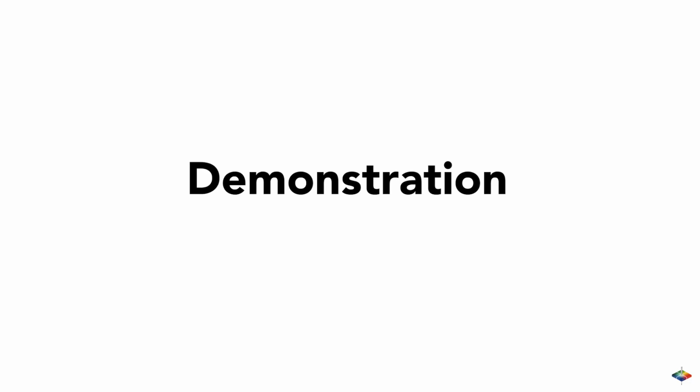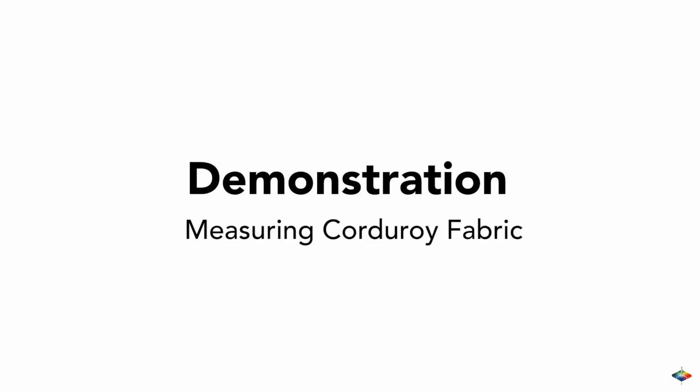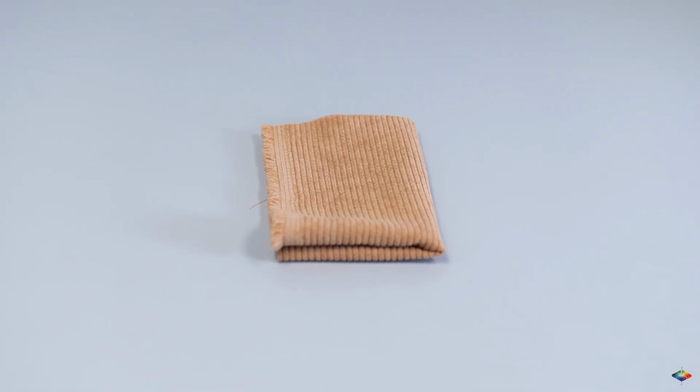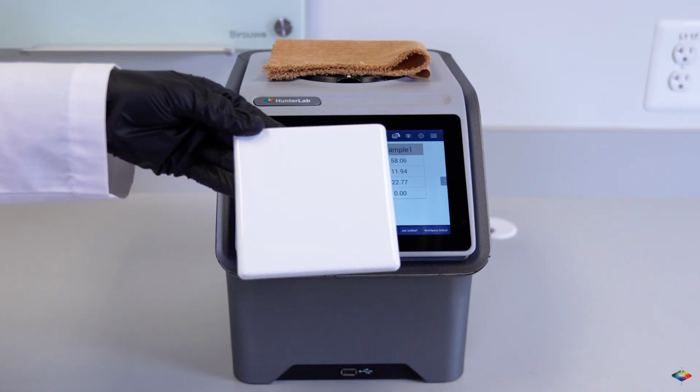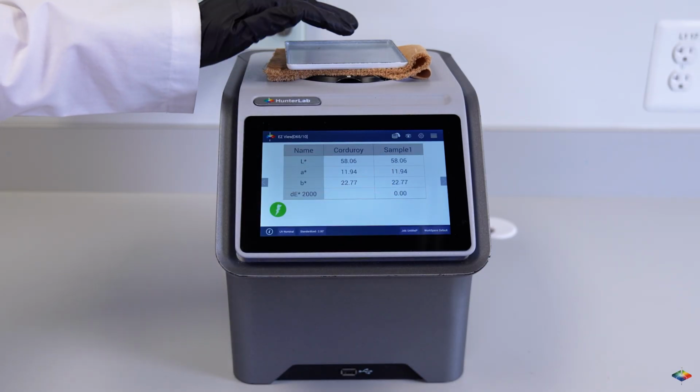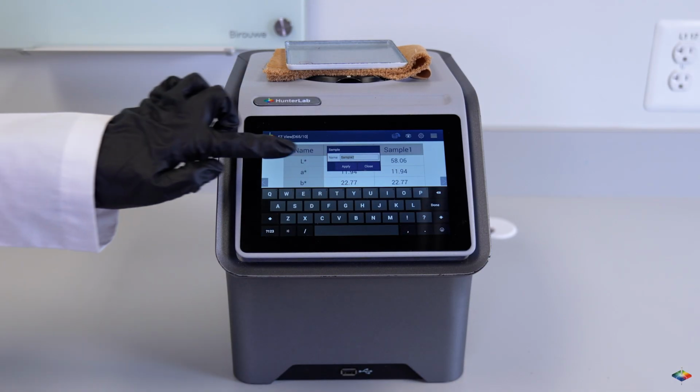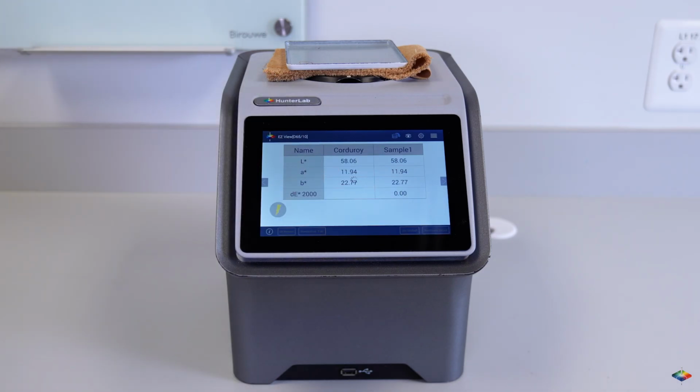Demonstration. Measuring corduroy fabric. Corduroy is tricky due to its ridged texture. To improve accuracy, gently brush the nap in one direction. Flatten the fabric before measurement. This minimizes shadowing and irregular reflectance, ensuring your readings are consistent and reliable.